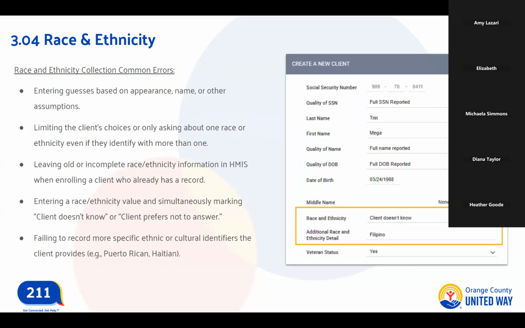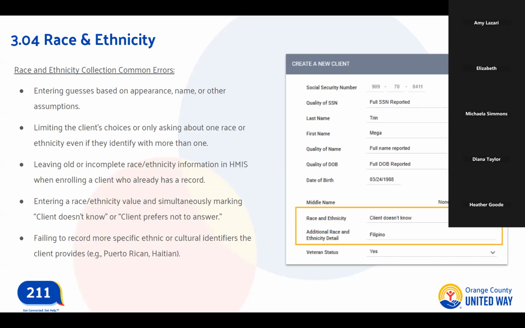Race and ethnicity common errors. Entering guesses based on appearance, name, or other assumptions. Limiting the client's choice, or only asking about one race or ethnicity, even if they identify with more than one. Leaving old or incomplete race and ethnicity information in HMIS when enrolling a client who already has a record.